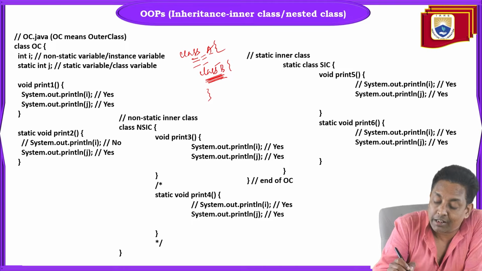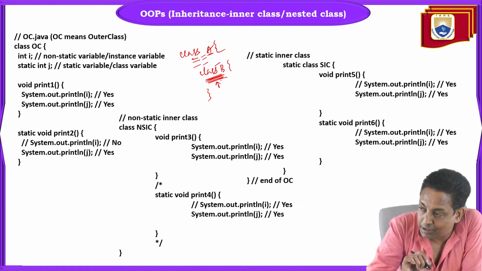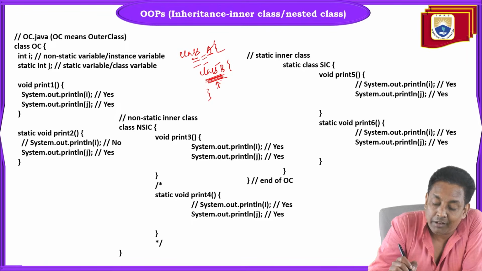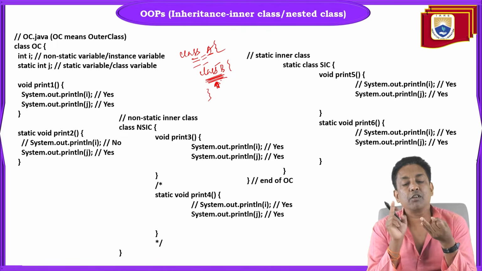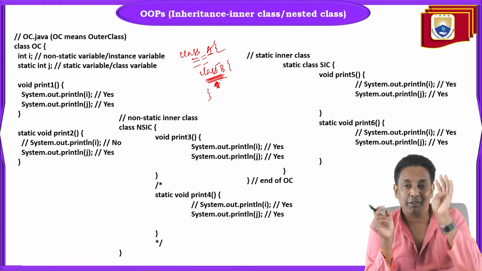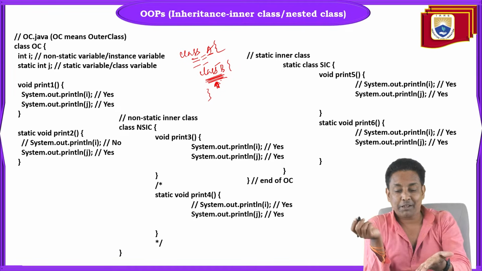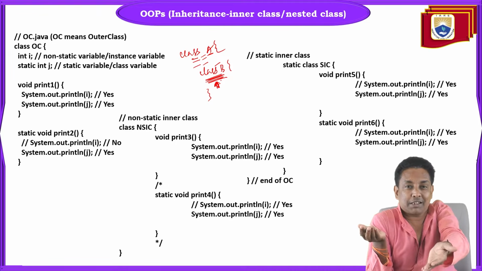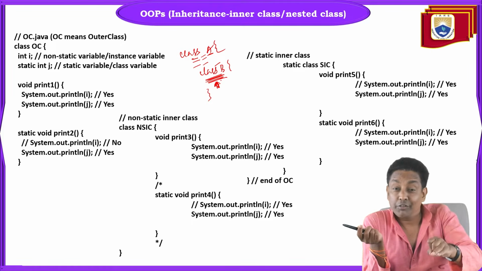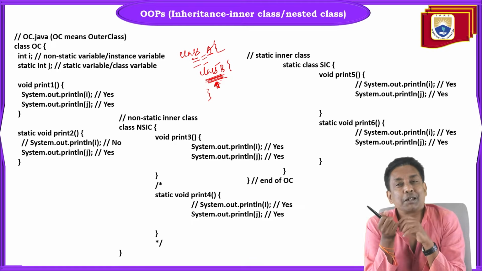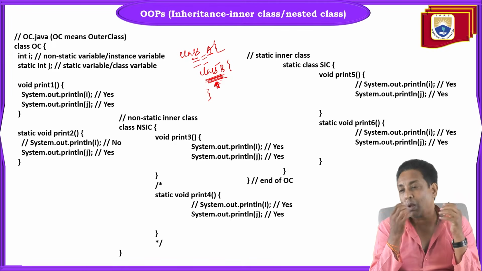Because an inner class becomes a member of the outermost class, and a member of a class can be private, default, protected, or public. All 4 access specifiers can be applied, the same as we can apply on variables, constructors and methods. So an inner class can be private, default, protected, or public. Point number 1.